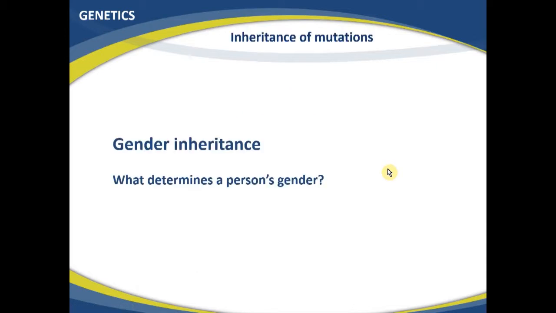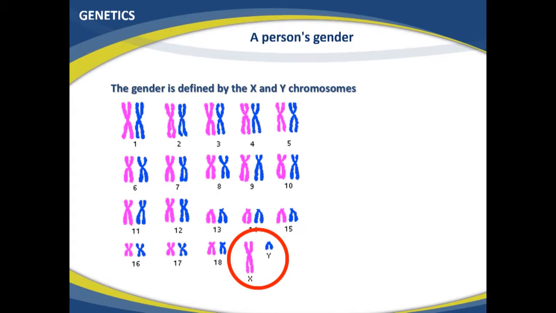Let's first ask a simple question. What determines a person's gender? Is the person male or female? This is entirely defined by the X or the Y chromosome. You might have heard about this. Having an X chromosome and a Y chromosome means you are a man, a male. And if you have 2 X chromosomes, you're female, a girl.